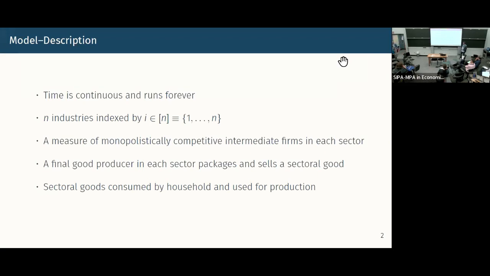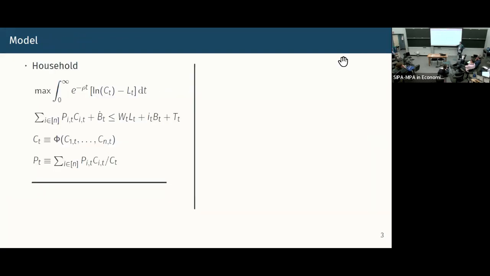So this is just a summary of the environment. I'll show you the problems in a second. And at the end of the production chain, sectoral goods produced by these final good producers are going to be consumed by the household or used for production in other sectors. Okay, that's the structure. So now, going through each block one by one, there's a representative household that's just going to maximize their lifetime utility.